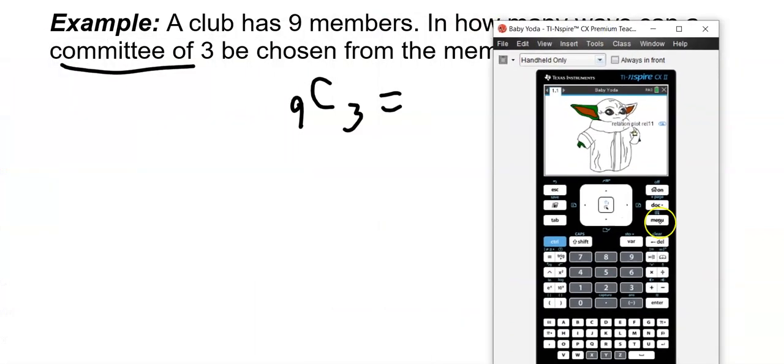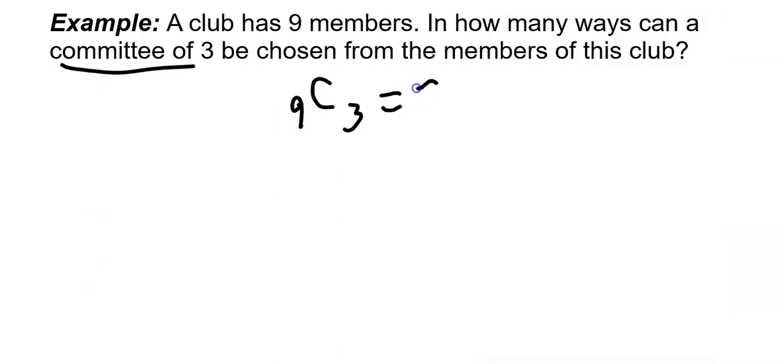So just to remind you on how to do that, menu, well, you probably should go to Scratchpad first. So menu, probability, that's a combination, and you'd say 9, 3, and that's 84. So 84 is the number of different ways that can happen.